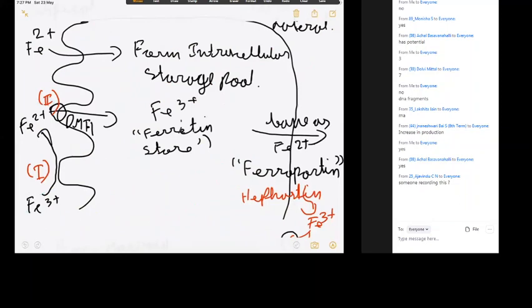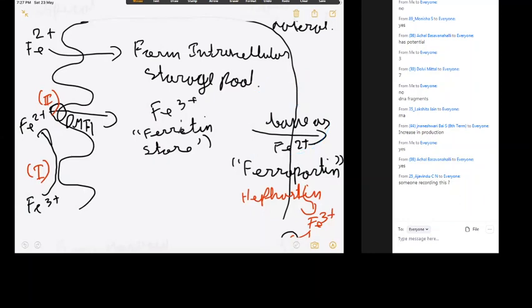So what is your hephaestin doing? It is converting your Fe3+ into Fe2+. Since this Fe2+ is going out, it has to have another port, that is called ferroportin. It is going out by your ferroportin, then binding to your hephaestin, changing into Fe3+.